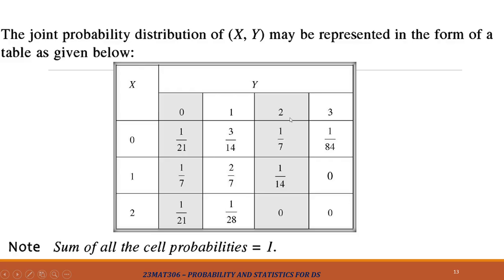So finally, we have to add these values, either this row or this row, this column or this column. Finally, we have to add all these probability values. The final answer should be 1. Please check it. It is 1.